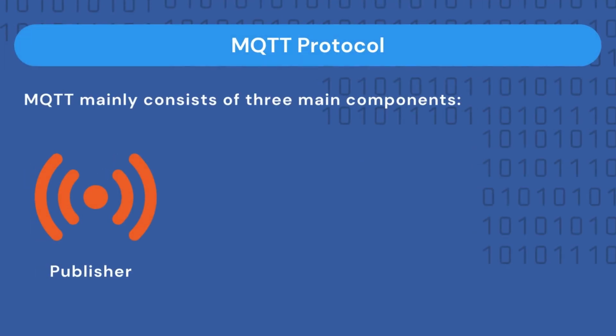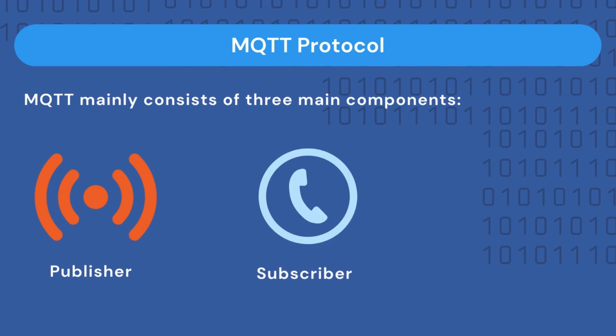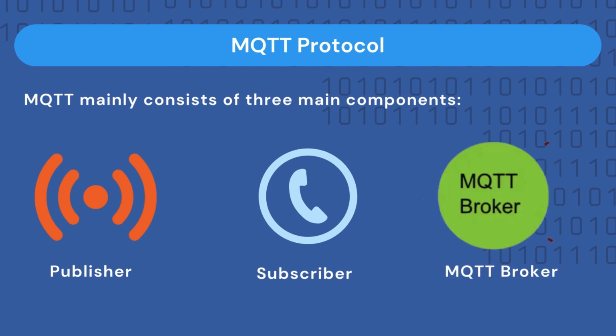So, as we've mentioned, MQTT has three main components. It has the publisher, which publishes information or messages into channels called topics. We have the subscriber, which subscribes to channels called topics to receive information or messages that have been sent to that specific topic from the publishers, and we have the MQTT broker.